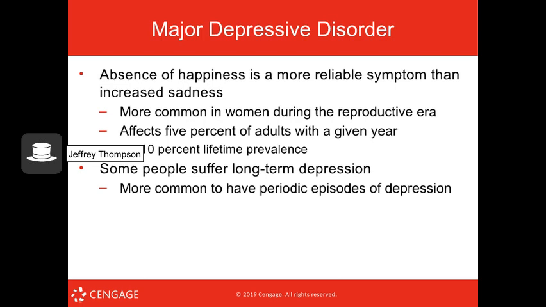As I touched on before, the absence of happiness is actually a more reliable symptom of depression than increased sadness. So kind of just feeling blah, like nothing is going on, right? Not really feeling anything. It can affect 5% of adults within a given year, but it has a 10% lifetime prevalence. So it's pretty likely that you or someone that you know will experience it. Some people suffer it for long periods of time, but it's more common for people to have periodic episodes. So it comes and goes.